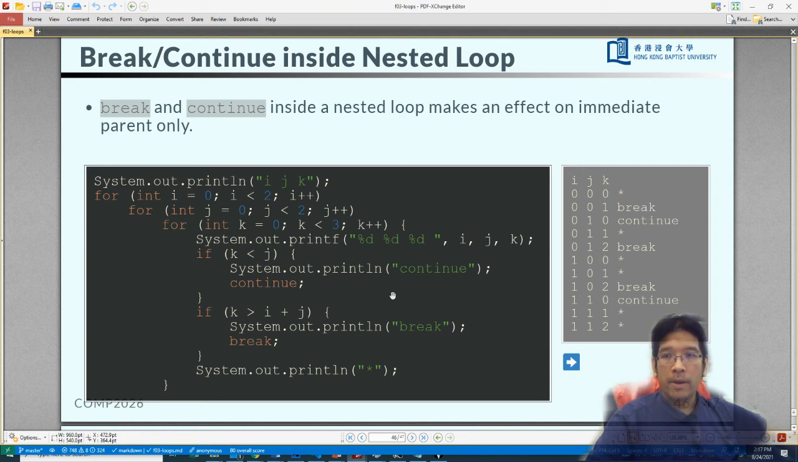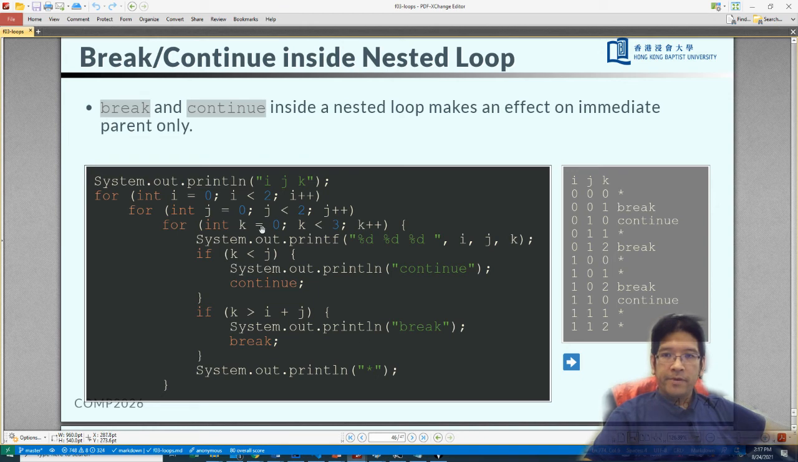Next, we want to talk about break and continue. Break and continue inside a nested loop make an effect on the immediate parent loop only. Now, look at this funny example. We have I and J and K. When K is less than J, we say continue. If K is larger than I plus J, we say break. Otherwise, we will just print an asterisk there.